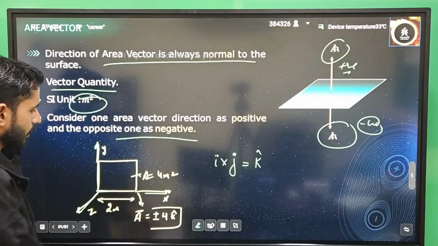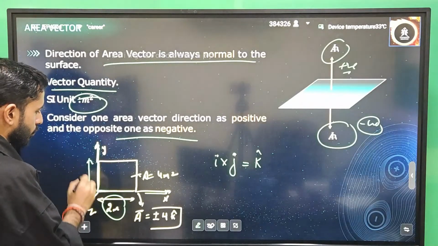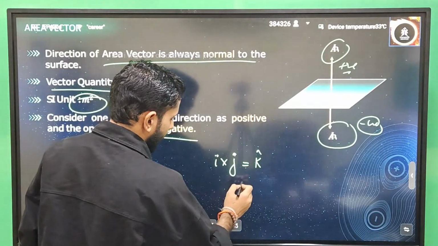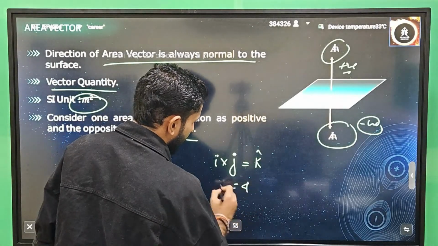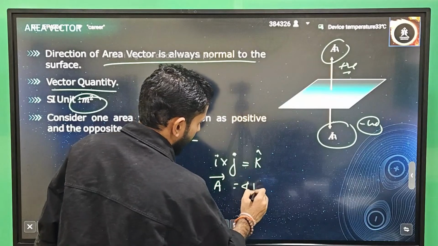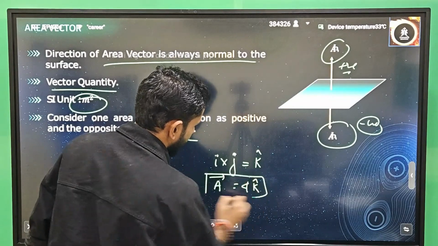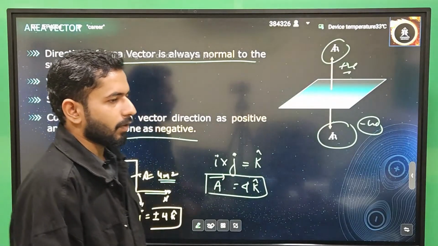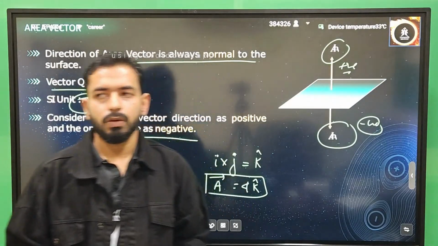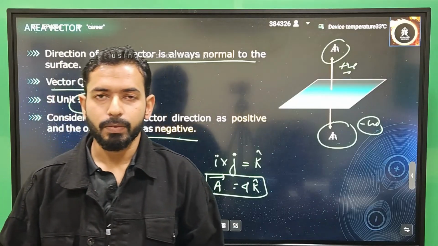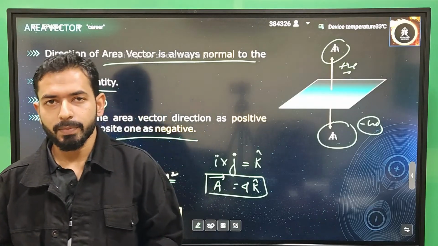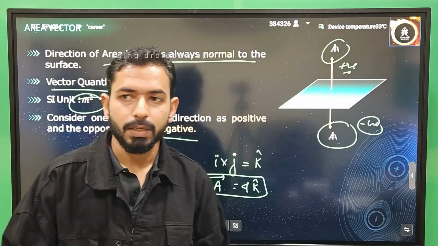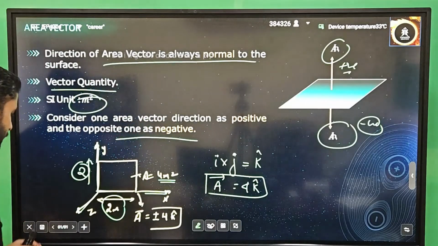What will be the area? This is 2 meter and this is also 2 meter. That means the area magnitude-wise is 4 meter square and the direction will be k cap. So the net area vector, if I have to write, I will write 4k cap. Now why are we studying this? Because it has a lot of impact in Gauss law and the flux concept. Please make sure you remember that area is not a scalar quantity, area is a vector quantity. Please remember this concept.